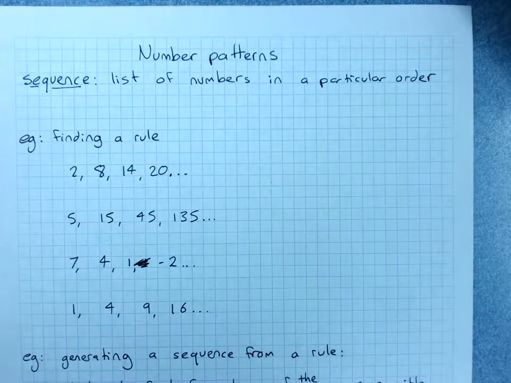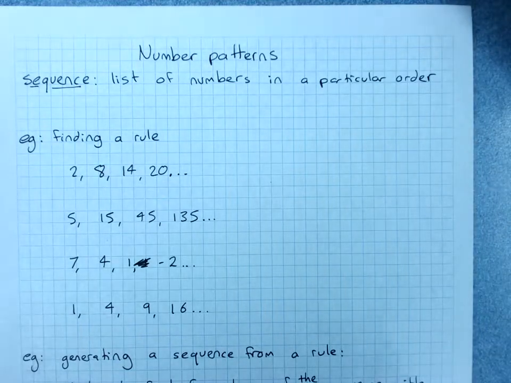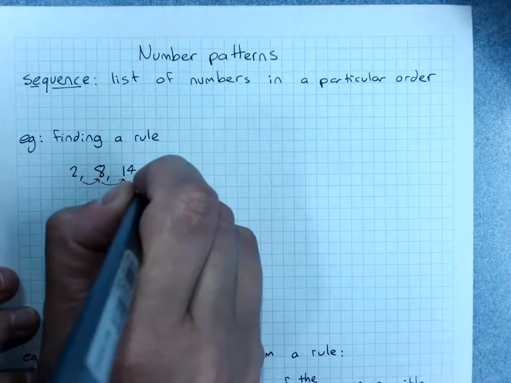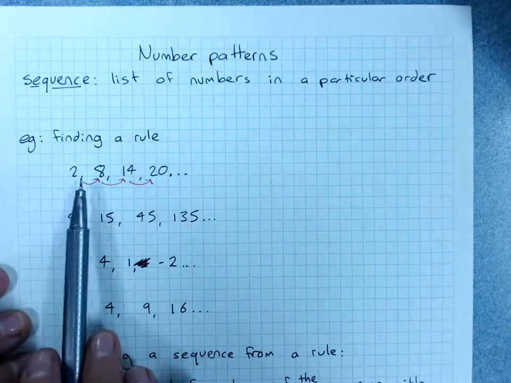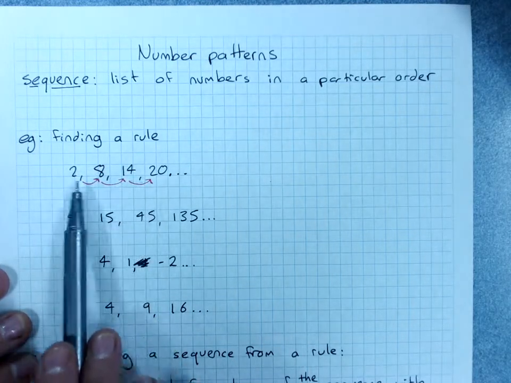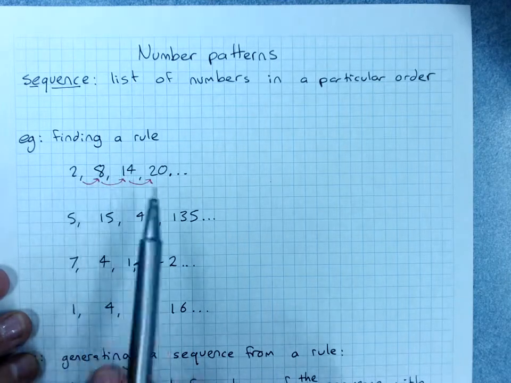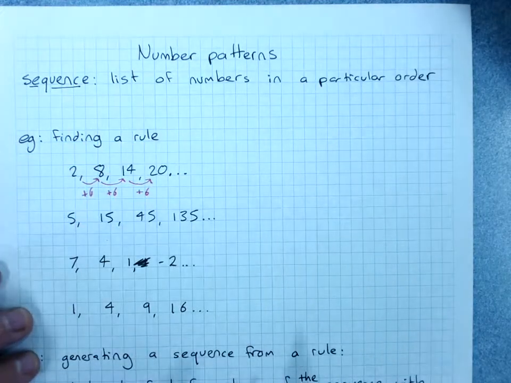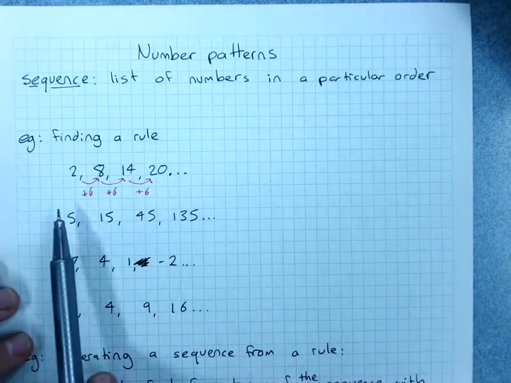So when we have a rule-based pattern, we've got a couple of strategies to find that rule. Always check first, is there something that we're adding or subtracting from the previous term to get the next term? So always do a quick, 8 minus 2, that's 6, 14 minus 8, that's 6, hang on a second. So by subtracting back, we can find out they added 6 to get each term of this pattern. So you add 6 to the previous term, that's your rule.